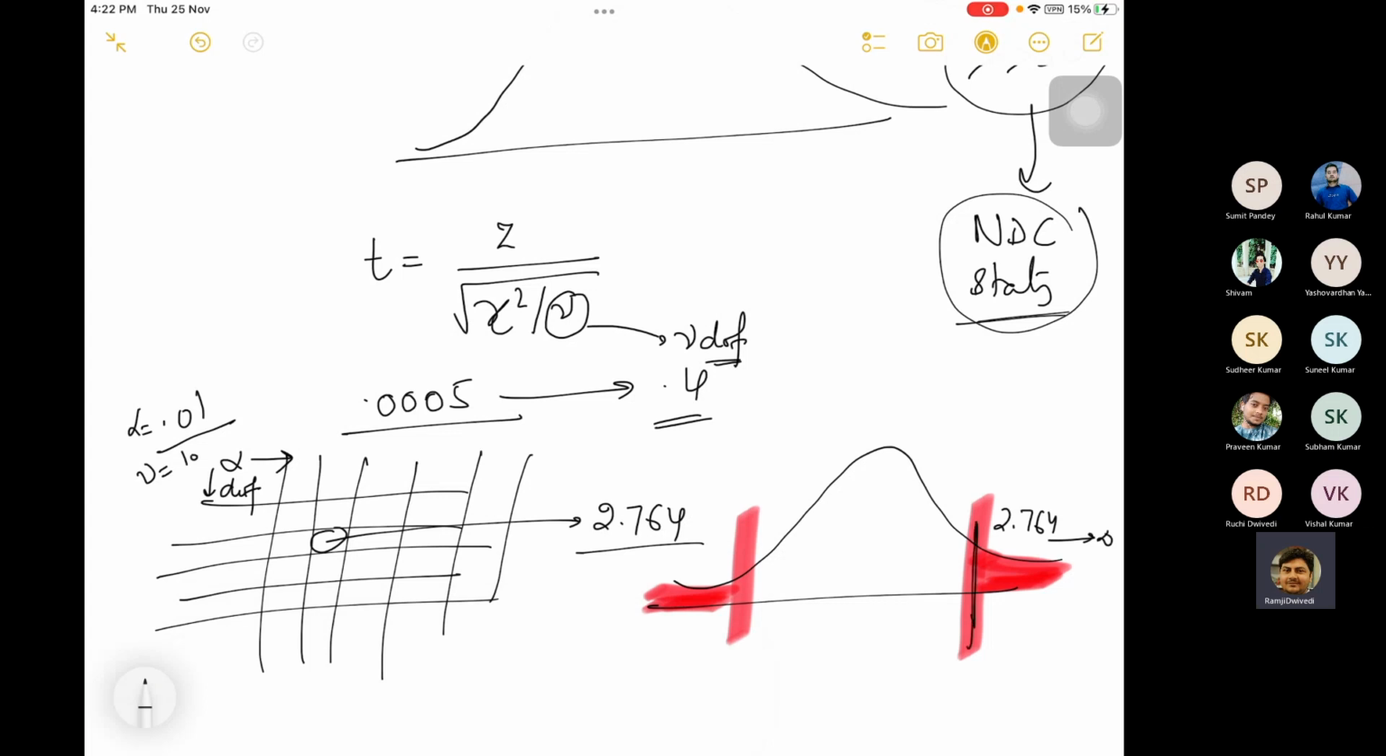These are the critical values I'm highlighting. It is t alpha. This is the 1%. Similarly, due to symmetry of the curve, the same value of t alpha will be from minus infinity to minus 2.764. So 1% on the right side from positive 2.764 to infinity, and 1% on the left side from negative infinity. That is the t statistic.